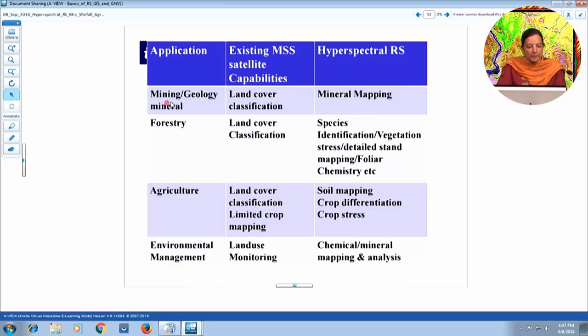So if you talk about mining, geology, mineral, from an MSS multispectral sensor you can do a land cover classification, whereas with hyperspectral you can go for mineral mapping, identification of different minerals on the earth surface.